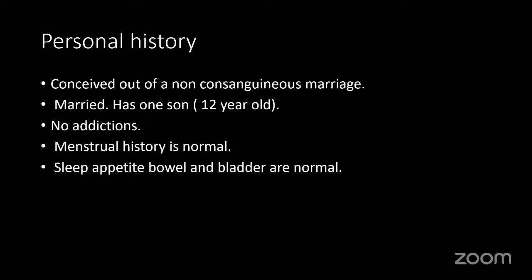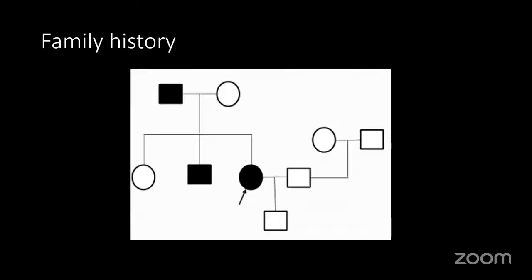The personal history was that she was conceived out of a non-consanguineous marriage. She is now married with a 12-year-old son. There are no addictions. Menstrual history is normal. Sleep, appetite, bowel, bladder movements are normal. On family history, we can see that her father was affected with similar.